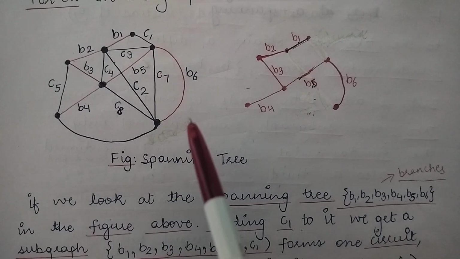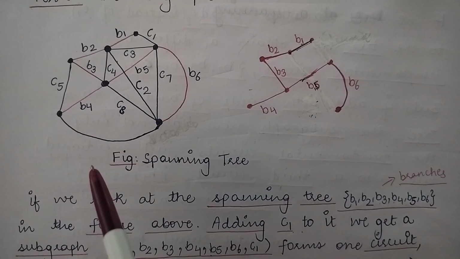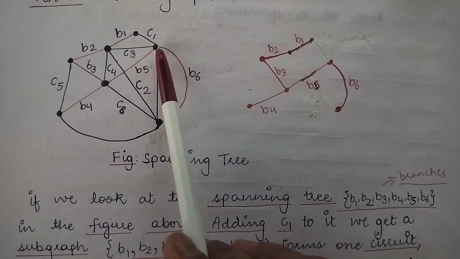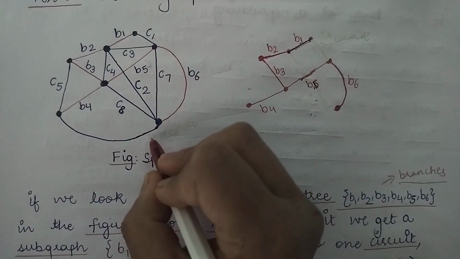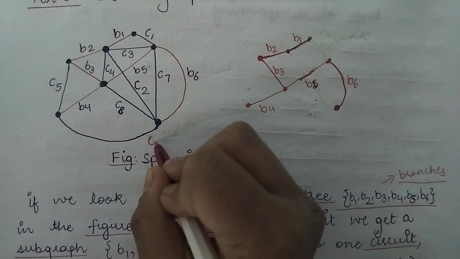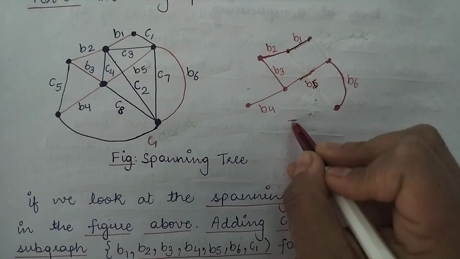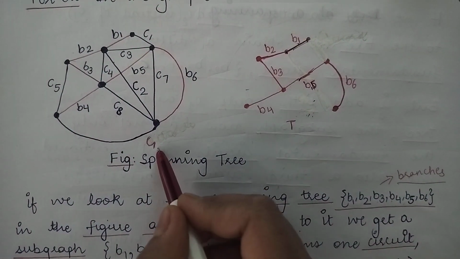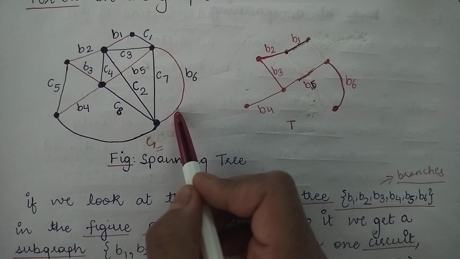Now this connected graph has a subgraph which is a spanning tree. If I denote this graph by G, then its subgraph, which is a spanning tree, is denoted by T here. So this is the main connected graph, and its subgraph is a spanning tree.